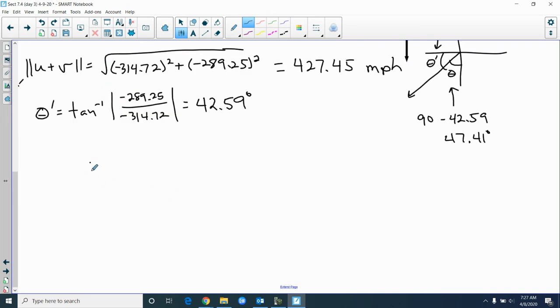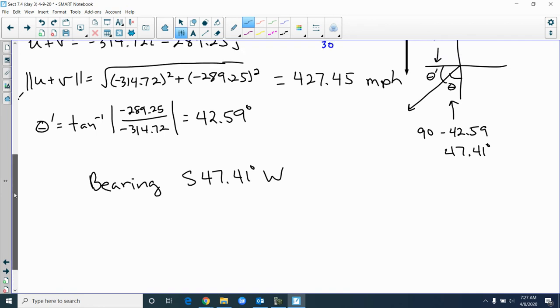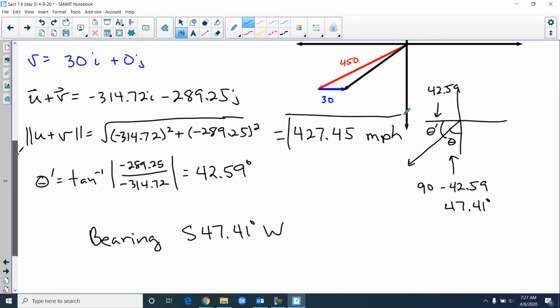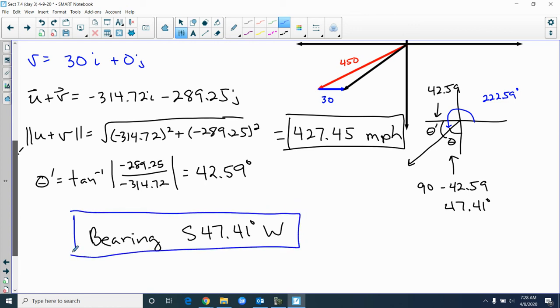So our direction, or our bearing, is going to be south 47.41 degrees west. Okay. Speed, 427.45, bearing. Now, if I asked you for the direction, which is a different answer, you would take 180 plus that original 42.59, which looks like it would be 222.59 degrees. But it does ask for bearing. You have to answer according to the directions.